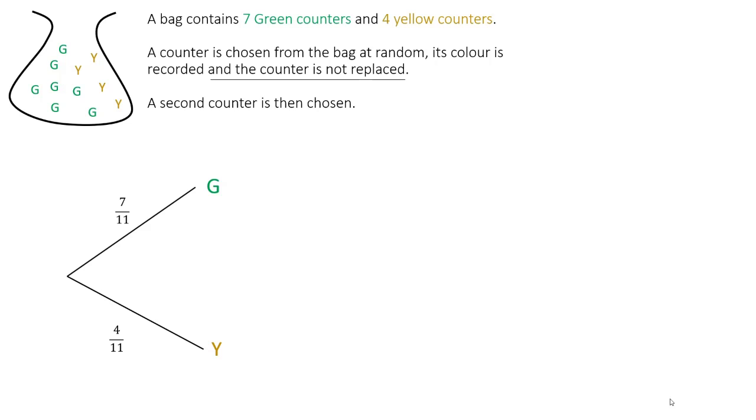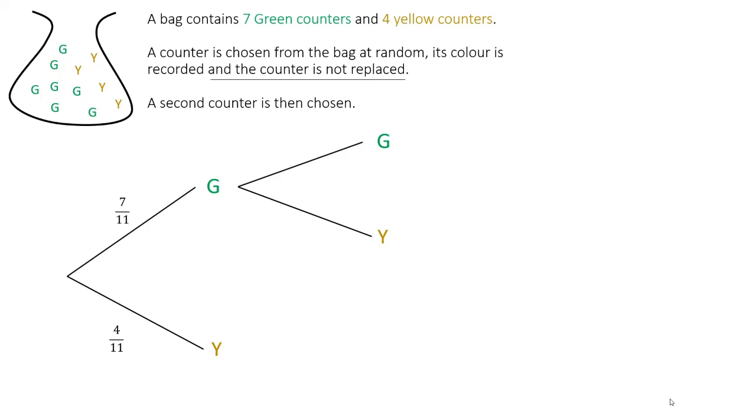Now, let's imagine that the first pick was a green. If the first pick was a green, we've picked a green counter out, we've put it to one side. We're then going to pick another one out. There are then 2 options for the second counter out of the bag. The second counter out of the bag could be another green, or it could be a yellow. But this time, the probability of a green is not going to be 7 out of 11.